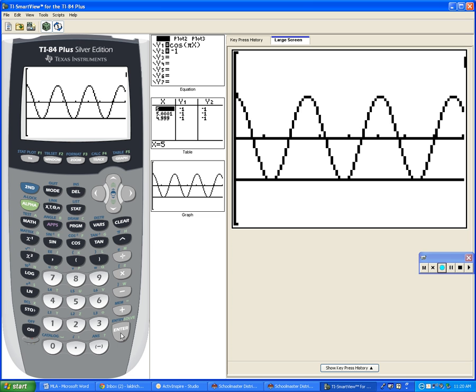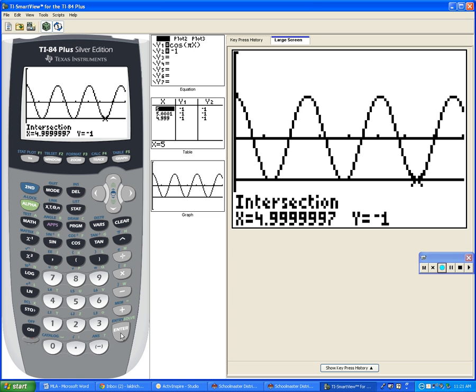So second calc 5, enter, enter, move it over close to where they guess, and that looks like it's about 5. Nice job. Then for number 18, 4 cosine t equals, I don't know what that is, so let's not do it.